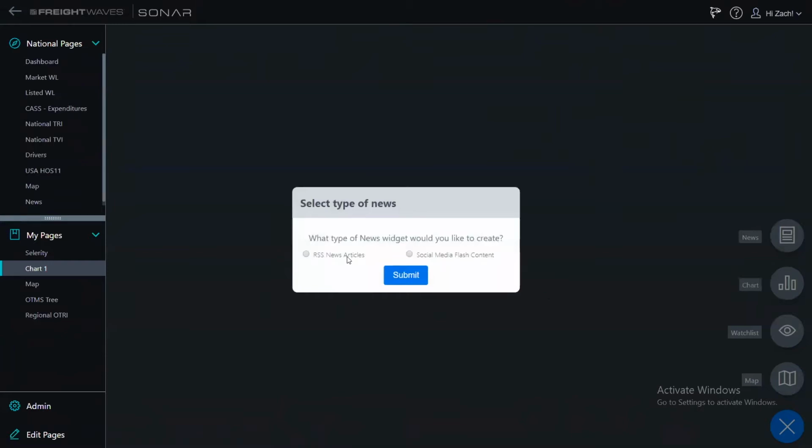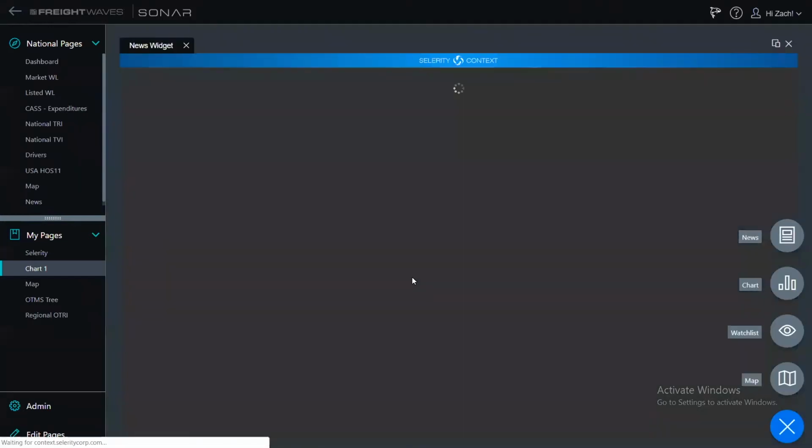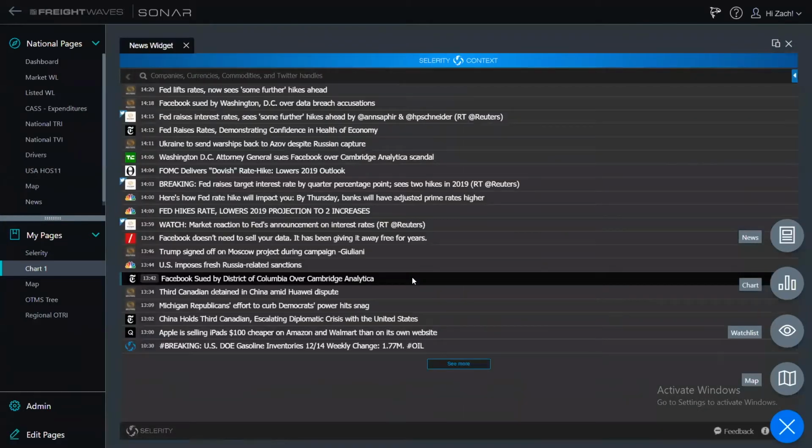RSS news articles are just a stream of RSS feeds that we set on our end that targets things like transportation and general economics, and things that we think are more in line with what transportation people may want to see. Over here is the social media flash content button. You highlight that, click submit, and now you have access to all sorts of stuff.